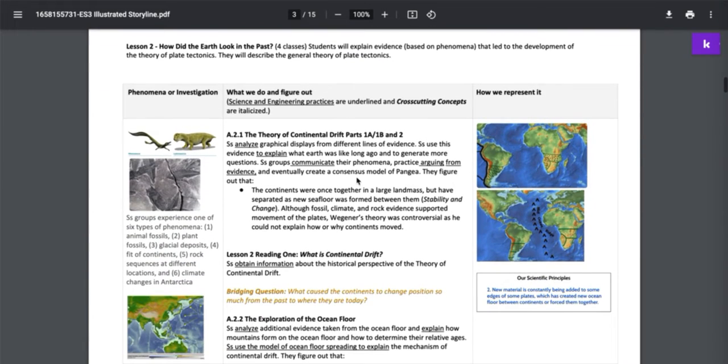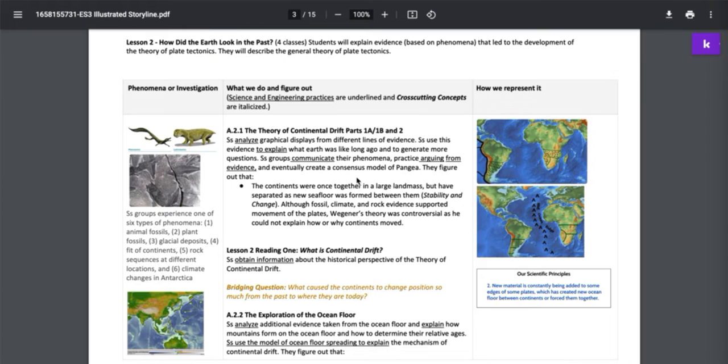In lesson two, you start off by bringing up this whole concept of South America and Africa and how those two look like they just fit like a puzzle piece, right?